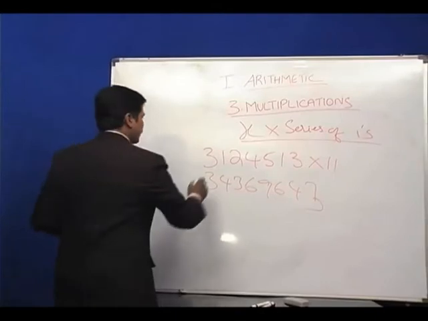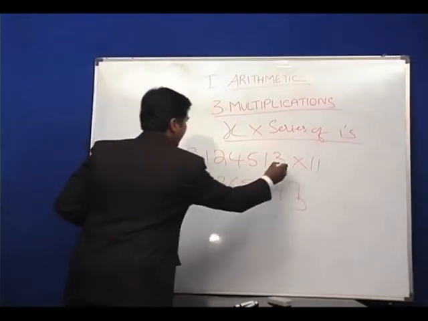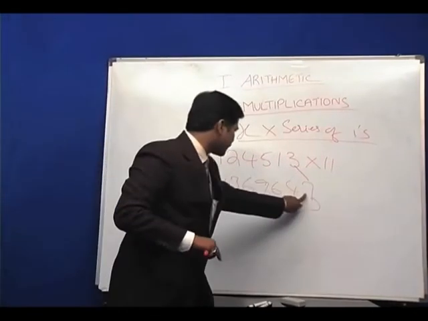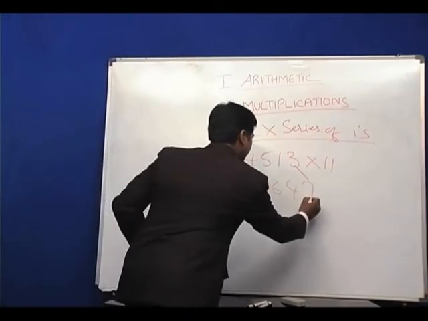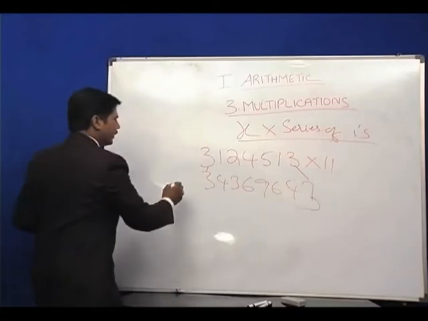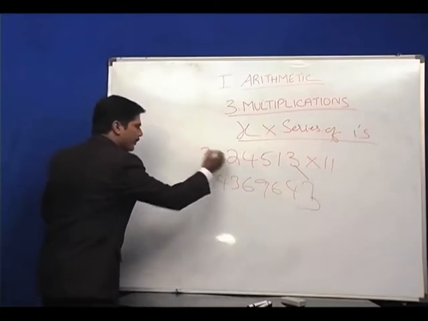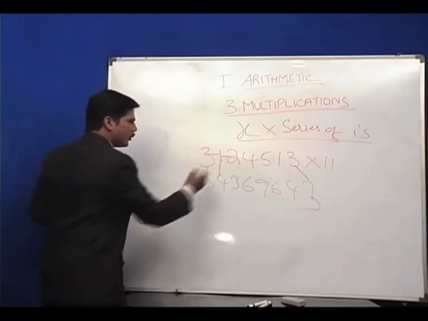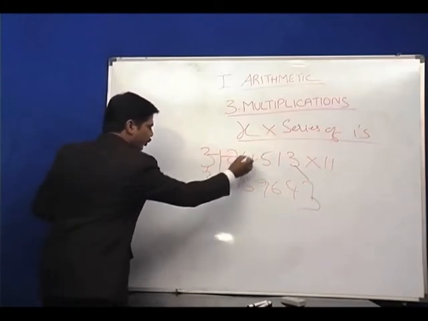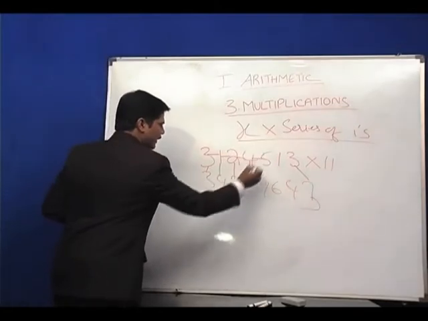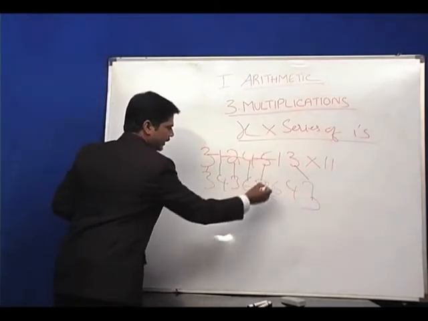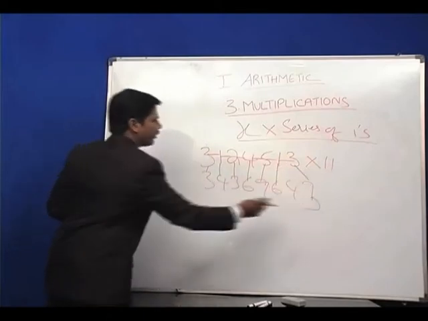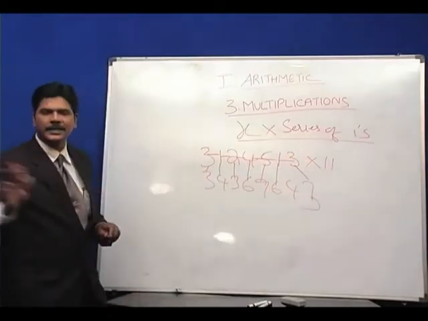Step number 1, what we have to do is drop the first number and the last number as it is down. The first number 3 and the last number 3 come down as they are. Now add the first number and second number. 3 plus 1, you get 4, so drop 4 here. Then add 1 plus 2, you get 3, so write 3 here. 2 plus 4 is 6, write 6 here. 4 plus 5 is 9, so write 9 here. 5 plus 1 is 6, so write 6 right here. 1 plus 3 is 4, write 4 here. And the last number 3, drop it down as it is, and that's the answer.